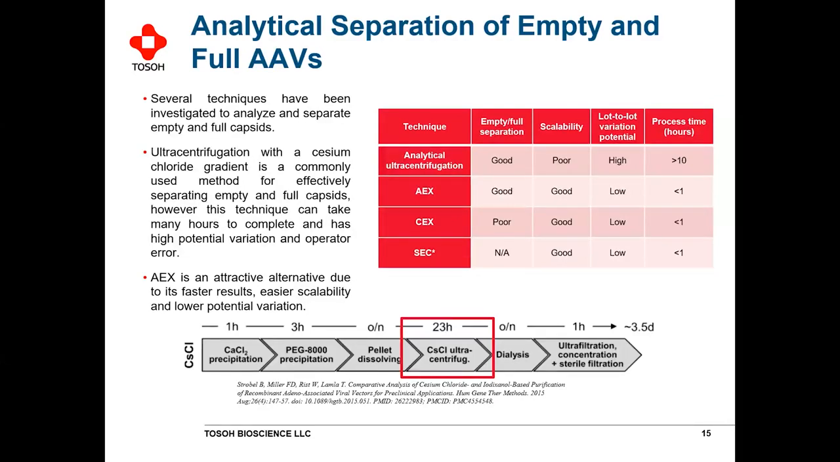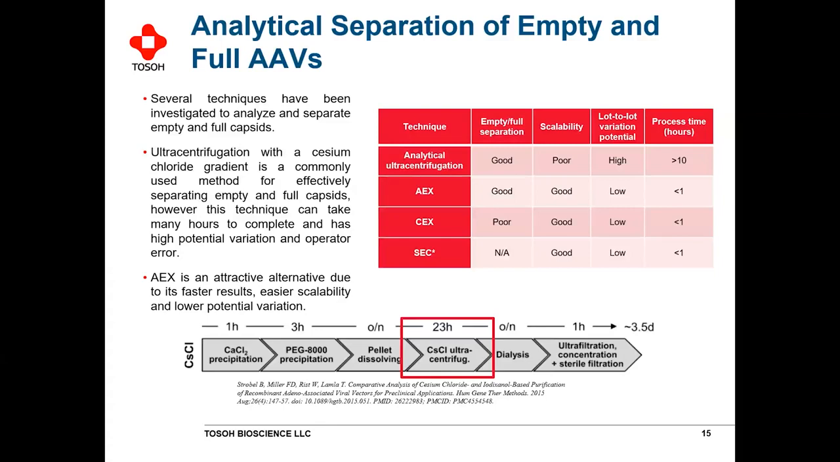At the bottom of this page, I took from Strobel et al.'s paper an example of a purification scheme they made for AAVs that uses analytical centrifugation with a cesium chloride gradient. You can see highlighted in the red square, that single step takes 23 hours. I've read a few other papers where it takes only 15 hours, but generally, if you're going to use centrifugation, your process is going to take over 10 hours.